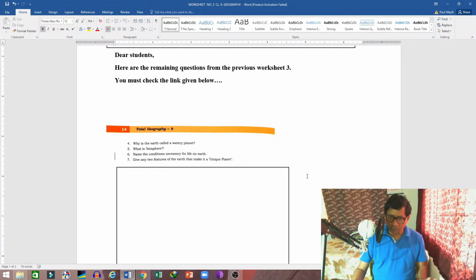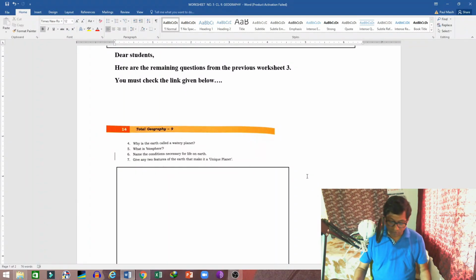Now today, short answer questions 1, 2, 3 are already given previously, right? Now I'm coming to question number 4, 5, 6 and 7. These 4 questions I'll be telling you the answers. The 4th question: why is the Earth called watery planet? Very easy. Why is the Earth called watery planet?